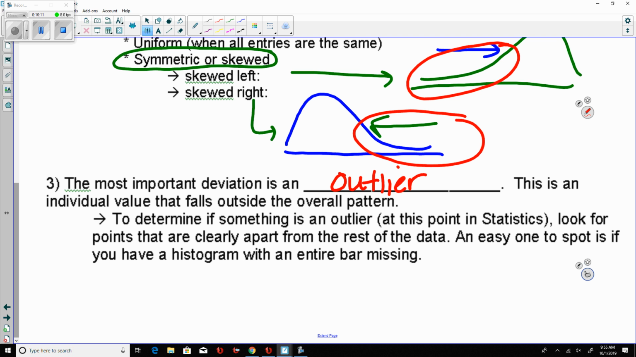You have your outlier. So sometimes I say, well, I can keep the outlier, or I can get rid of it. It's like saying that somebody who really did poorly on a test or someone who really did well on a test. Most of the class got a 70, but this one kid got 100. Most of the class got 80s, and one kid got a 25. So there's your outlier. All right, you said it. So to determine if something's an outlier, look for points that are clearly apart from the rest of the data. And you have an entire bar missing.